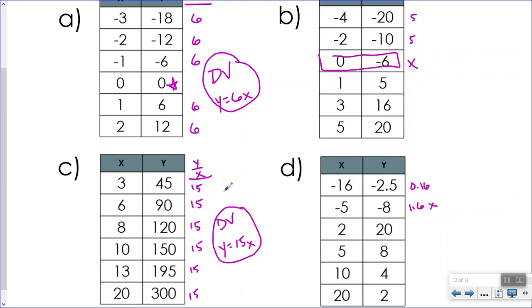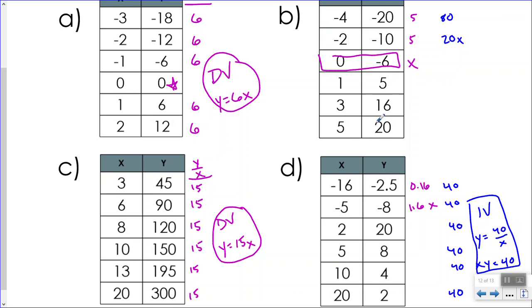Moving on to C, we do the same thing, y over x. Each time we get 15, so that means this is a direct variation with the equation y equals 15x. If we look at D, we start with y over x. The first time we get about 16 thousandths, so a little bit of rounding there. The next time we get 1.6, so right away I know that this is not a direct variation. Now pause the video and see if any of the remaining two are inverse variations.